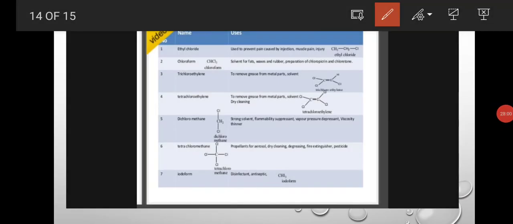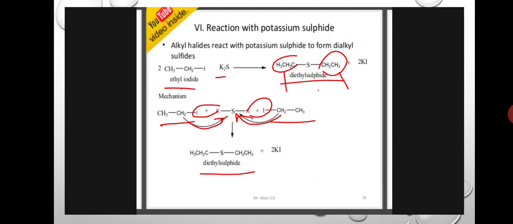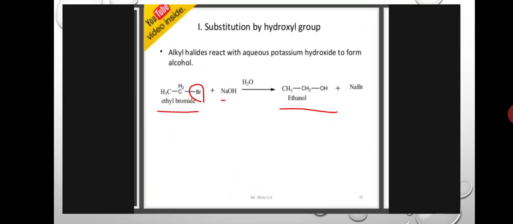Okay students, this is about today's session. Let us discuss briefly once again. These 1 to 7 reactions are the nucleophilic substitution reactions by different nucleophiles. First is the substitution by hydroxyl group. Alkyl halides react with aqueous potassium hydroxide to form alcohol. So here alkyl halide ethyl bromide reacts with sodium hydroxide and forms ethanol plus NaBr.